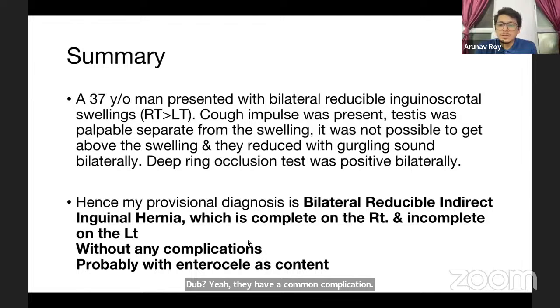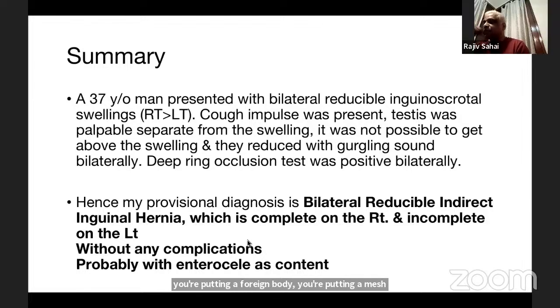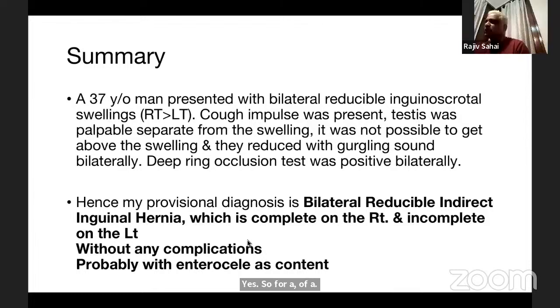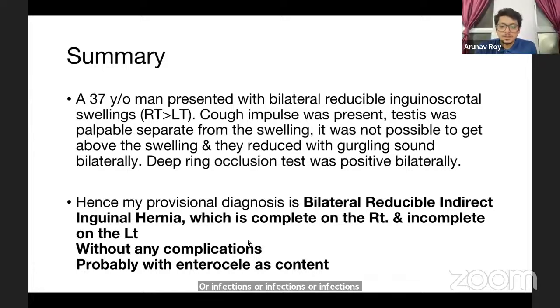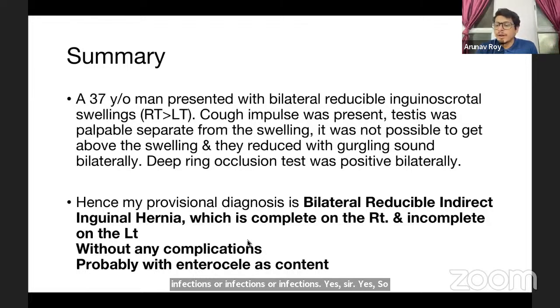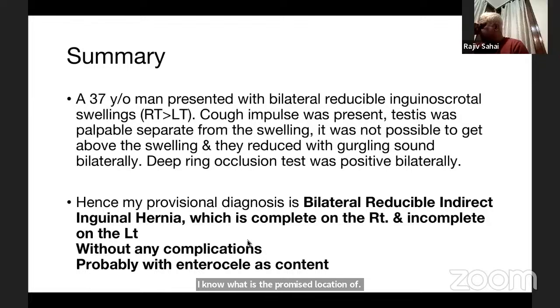Sir, when you're putting a foreign body, you're putting a mesh, what are you most afraid of? The formation of a seroma, sir. Or infection, sir. Infection. Yes, sir. Right. That is the most common. Then, sir, after that, injury to the ilioinguinal nerves or the iliohypogastric nerves, sir.